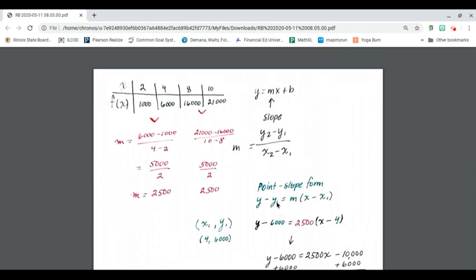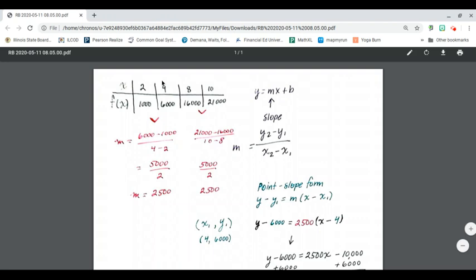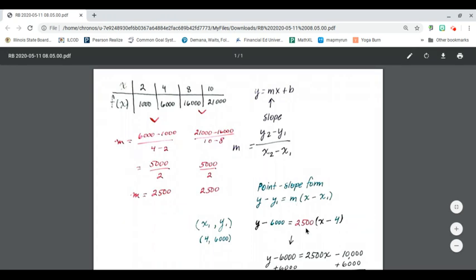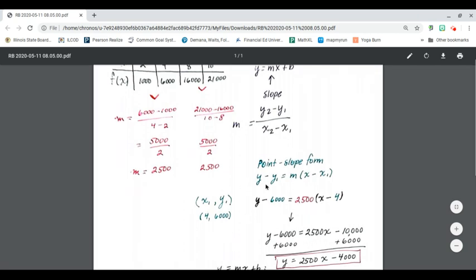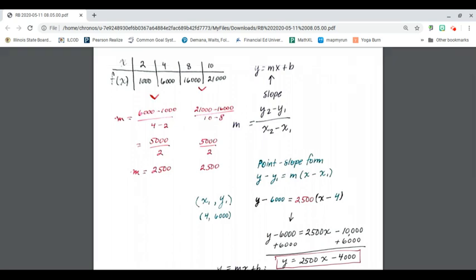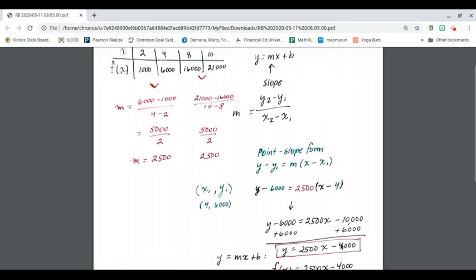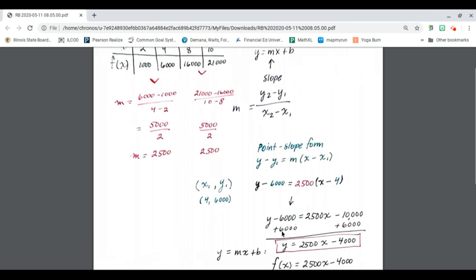So I'm going to choose any arbitrary point out of this table. And as you can see, I chose the point (4, 6,000). I just went with this point. I don't know why, I just felt like it. I plugged in my slope. And then from there, so this was point slope form, and I could stop if I wanted to right there. But let's go ahead and write this equation in function notation or in slope intercept form. All right, distribute in the 2,500. That gives me 2,500x minus 10,000. Move this constant over by adding it to both sides. That will get the negative 6,000 and the positive 6,000 to cancel. And then now I have y equals 2,500x minus 4,000.